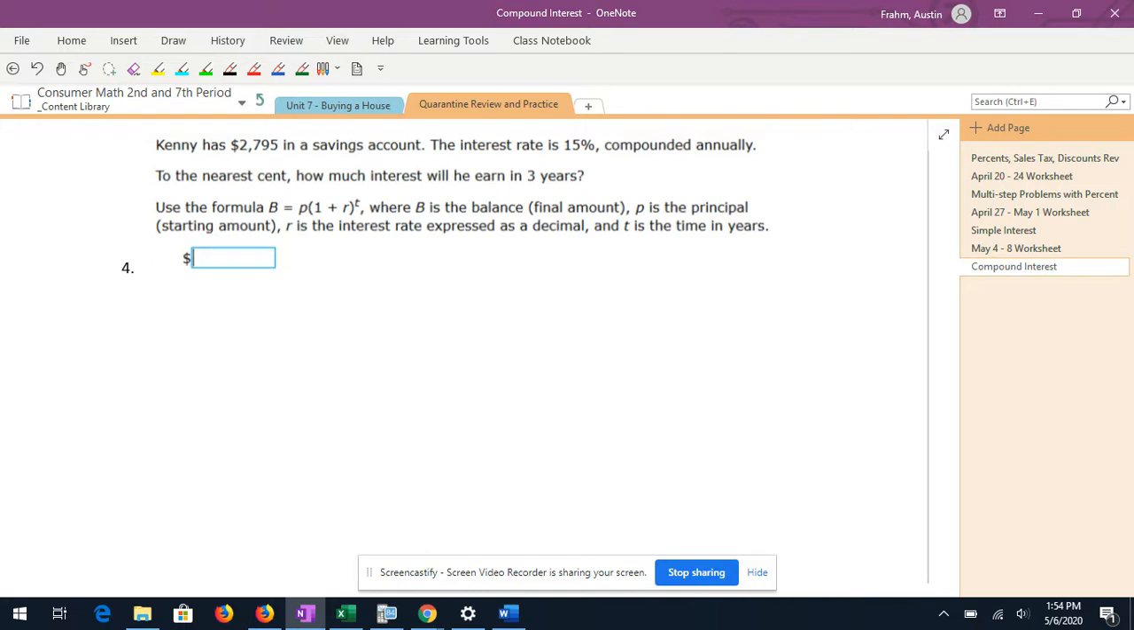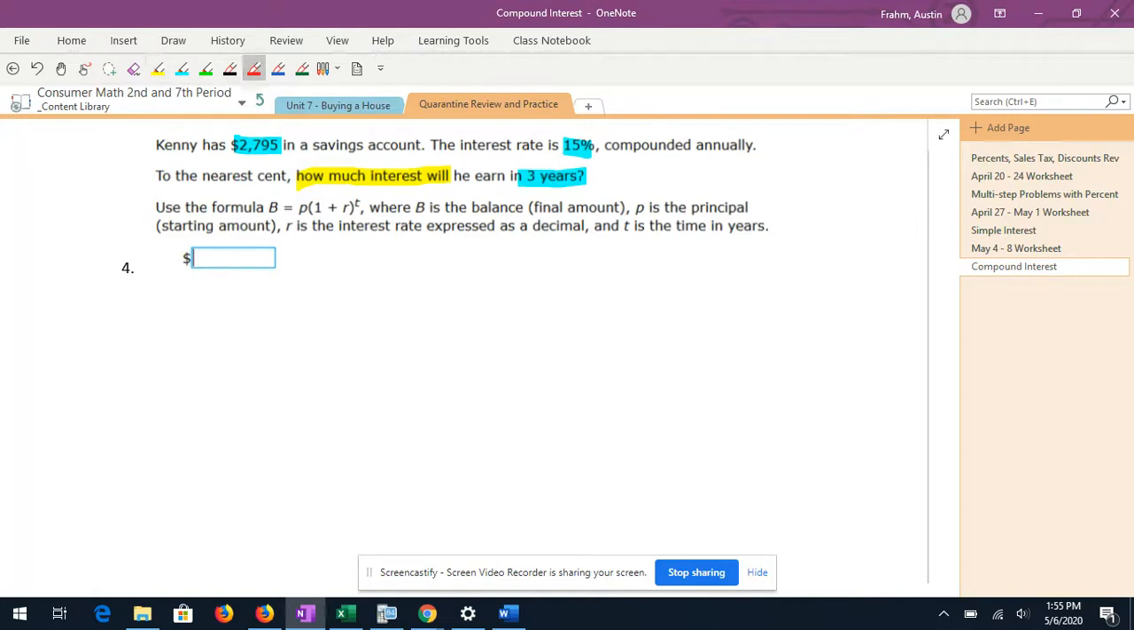Okay, so identifying our information, our principal is $2,795. The interest rate's 15%. The time is 3 years. Be careful, this time they are asking for how much interest he will have. So this is like going back to example number 1 in the last video. After we calculate B, we need to do one more step.